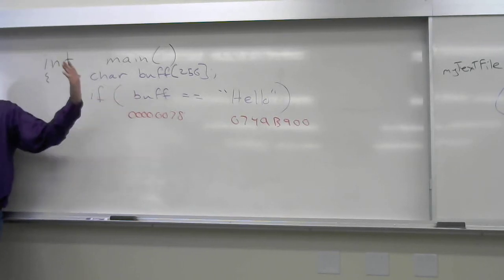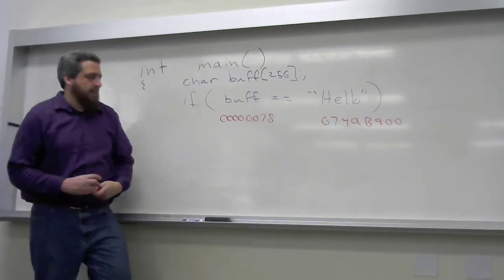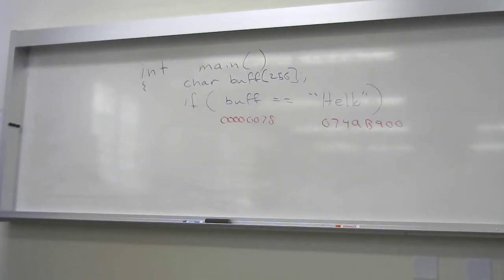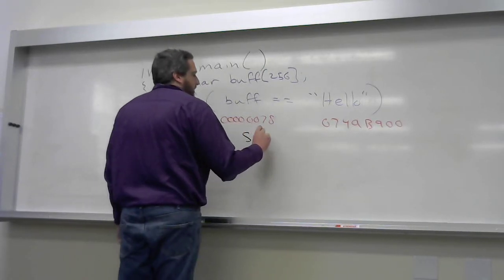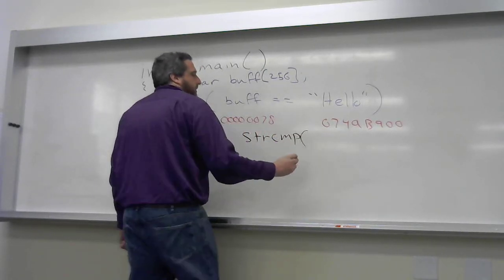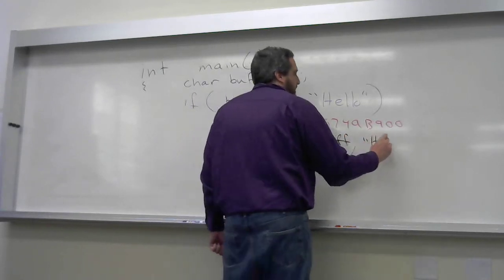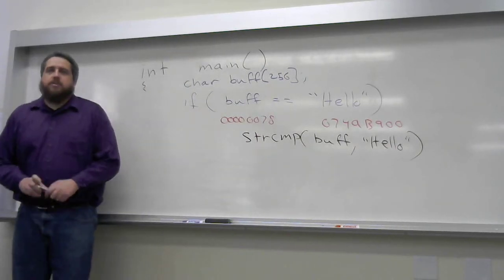So then the question is, how do I compare two strings in C? There's a method in the standard library called string compare, strcmp. And we use strcmp to do this. String compare would compare those two things for you.